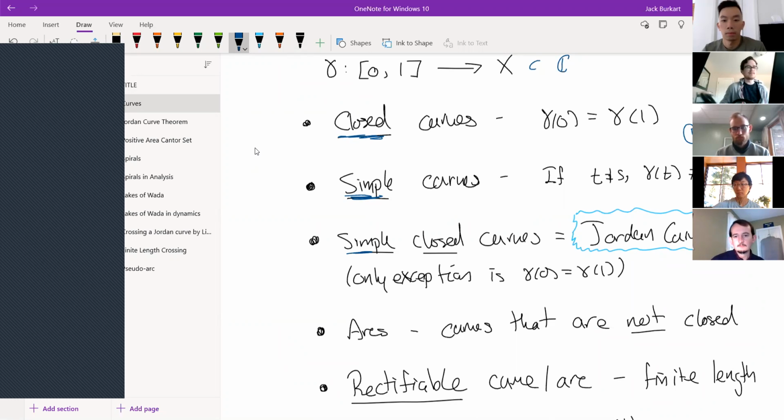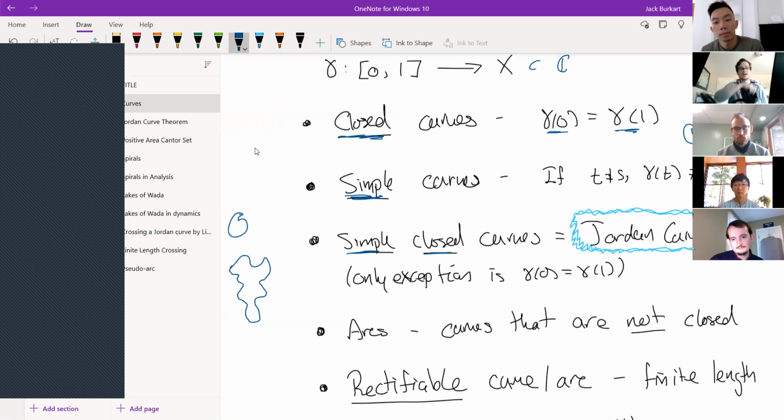If my curve is simple and closed, so the only time the curve is allowed to equal itself is at the endpoints, I'm going to call it a Jordan curve. This is a word I'll use a lot. A Jordan curve is just a simple closed curve in the plane. That's things like circles. Well, that's not a circle, I didn't close it up. Any sort of wiggly, blobby type domain is going to be a Jordan curve. That's probably going to be our main object of study in this talk: what do Jordan curves really look like? So a simple closed curve is a Jordan curve.